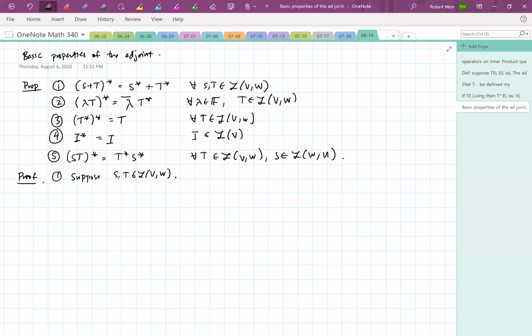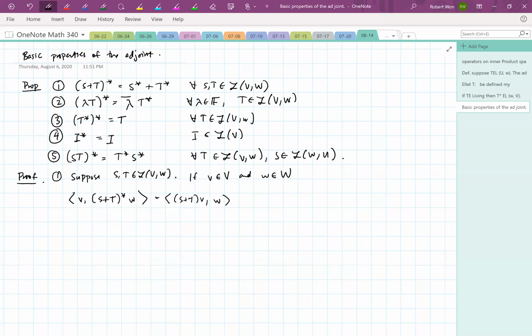I'm trying to prove something about the adjoint, so I need to use the adjoint property. Okay, so now if v is in V and w is in W, then the property of the adjoint says that if you take the inner product of v and the adjoint map applied to w, it's the same thing as taking the inner product of the original map applied to v and w. This is the adjoint property.